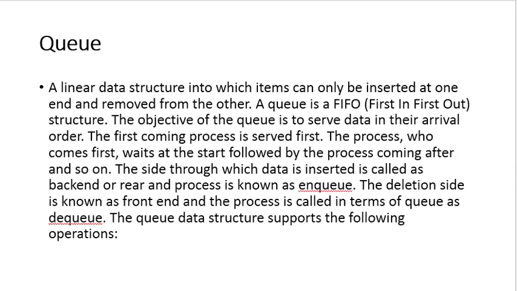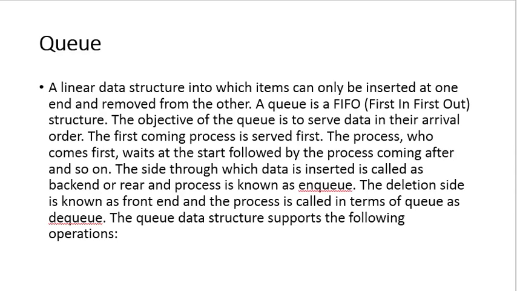A common example of the queue is everywhere. If you are standing in a row, the first person in the row will be served first, meaning first come, first served. So a queue is a FIFO, first in first out structure, meaning the first node will be deleted first. The objective of the queue is to serve data in their arrival order.